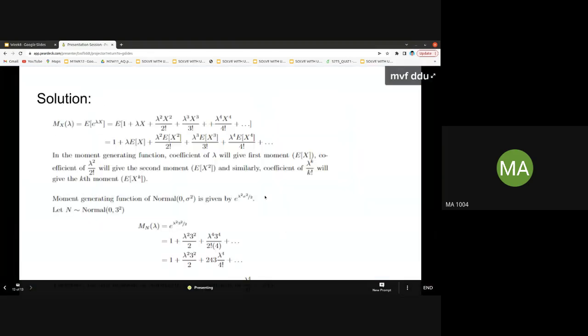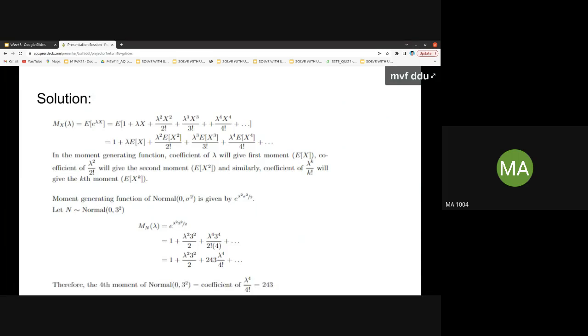So we have to look for the coefficient of lambda to the power 4 by 4 factorial. That is what we need. We have been given the sigma square value. Sigma square is 9, which is 3 square. Similarly, you can get the moment generating function for normal 0, 3 square. It will be e to the power lambda square 3 square divided by 2. So use the expansion of e to the power x. It will be 1 plus lambda square 3 square by 2, plus lambda square 3 square by 2 whole square divided by 2 factorial, like this.